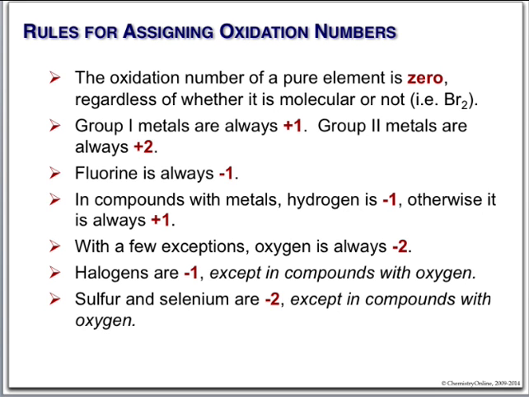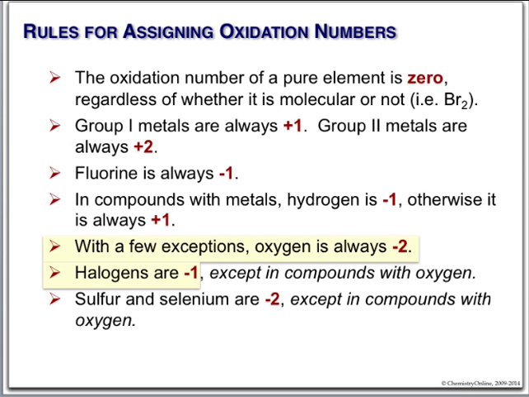If we have an ionic compound or a metal hydrogen compound, it'll be -1. Otherwise, hydrogen is always +1. Here's what you need to remember. Oxygen is going to be -2. Halogens are going to be -1. Those are the two parts of the rule that you need to remember.